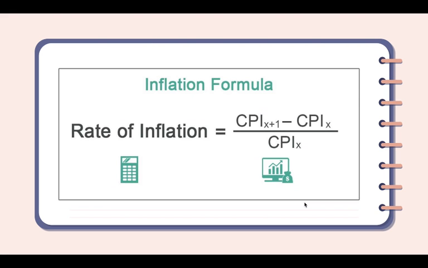And this is the inflation formula. The rate of inflation is equal to the CPI of the current year minus the CPI of the last year, or the base year, and divided by the CPI of the base year.